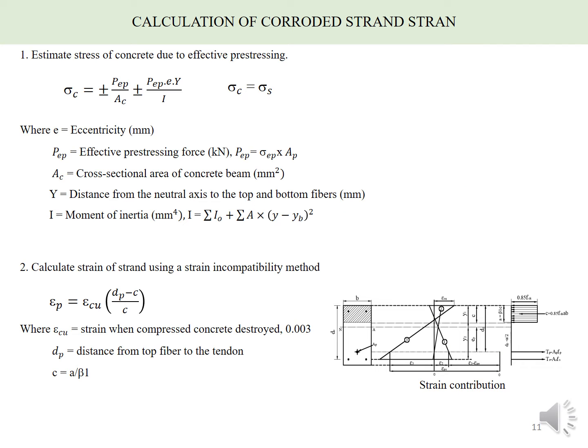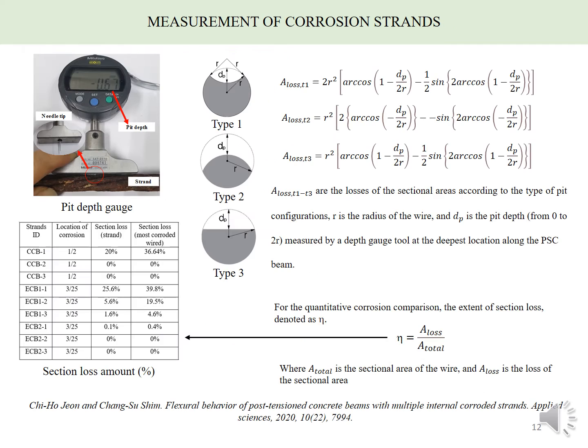Since strain gauges couldn't be attached to the strands, there is no strand strain from the test results. But to investigate the behavior of PSC beams with corroded strands, we must consider the strand strain and its effects. Therefore, in this study, we need to estimate the strand strain using the following equation, including the strain incompatibility method.